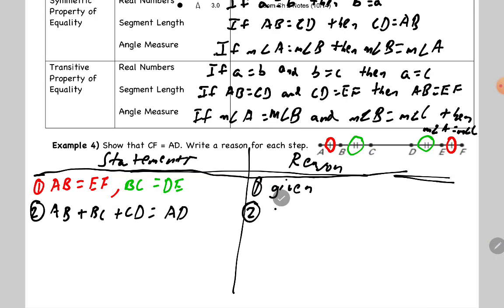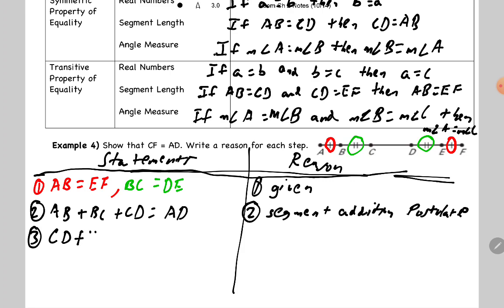And why are we allowed to do that? That's called the segment addition postulate. Now, let's look at this one. So how do I get CF? Well, that's just by combining CD plus DE plus EF. And that'll give me CF. Okay?